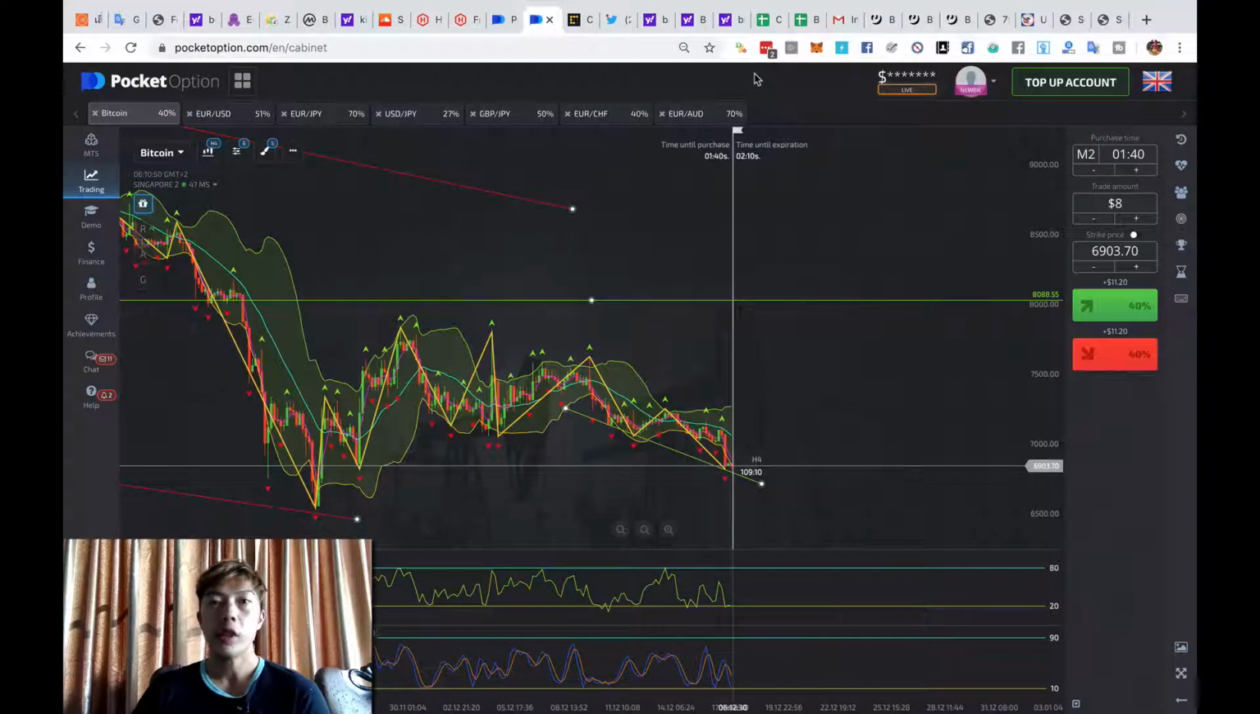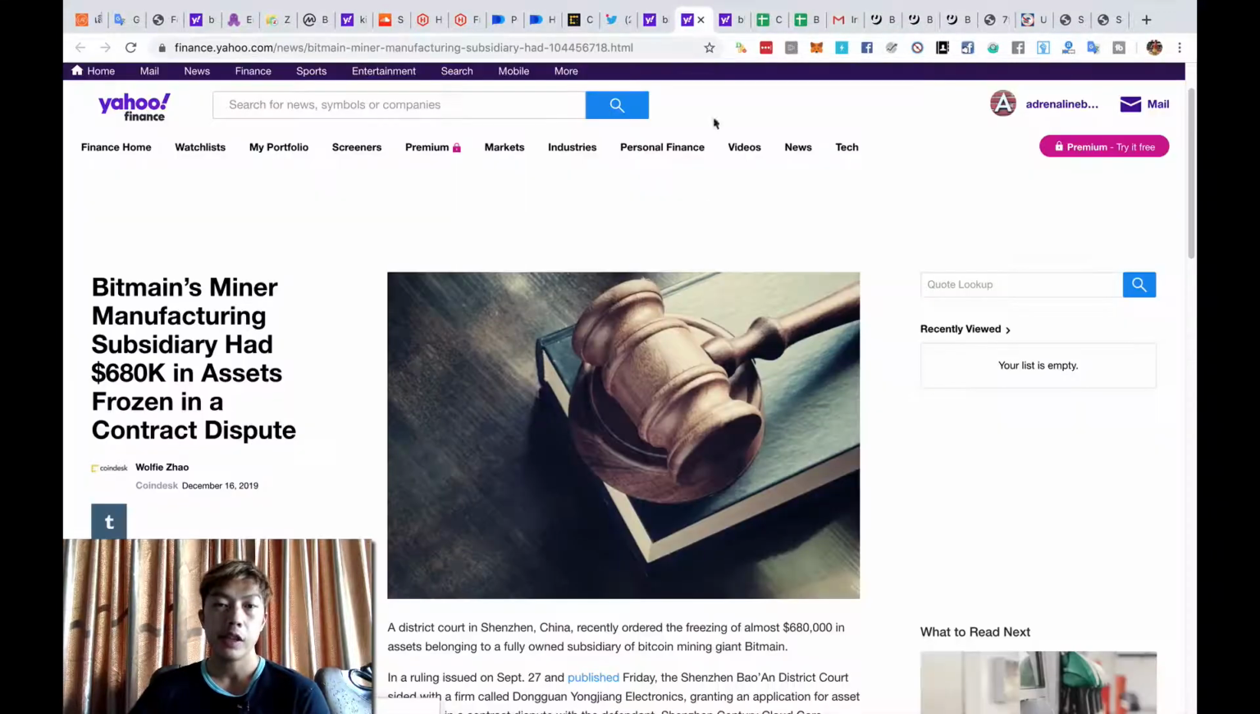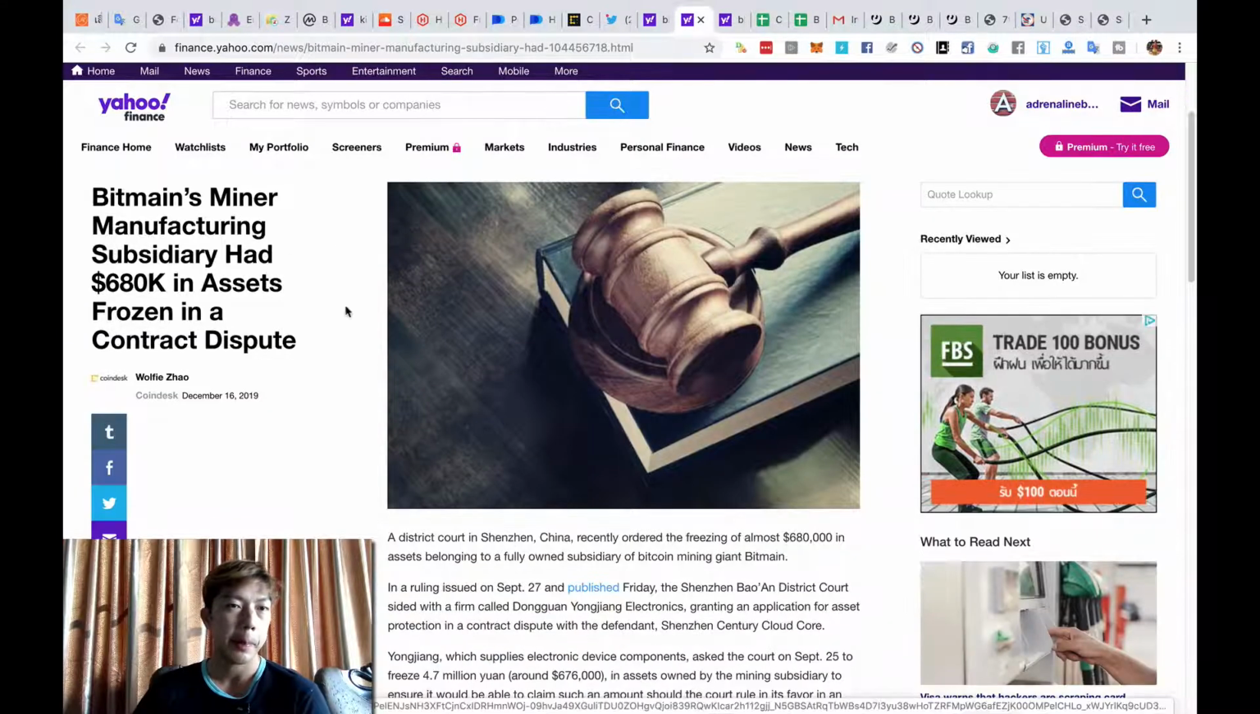So generally, I would say the feel of the market is actually very bullish, but it could not ignore these two incidents that happened. So the first incident is this. This is Bitmain. They have a minor subsidiary in China that had 680K in assets frozen.